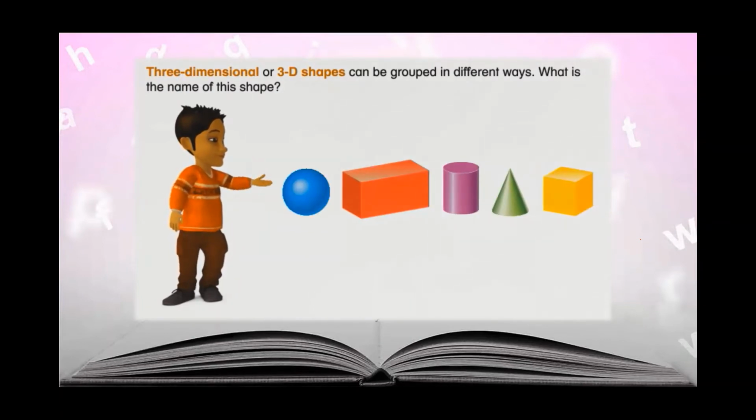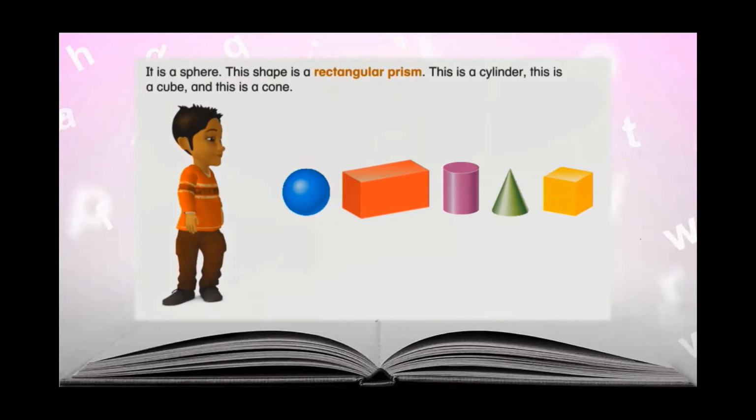Three-dimensional or 3D shapes can be grouped in different ways. What is the name of this shape? It is a sphere.